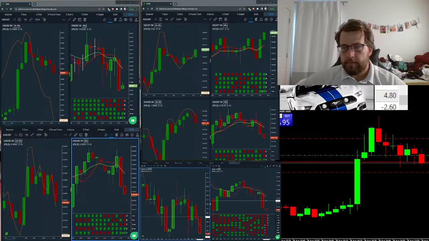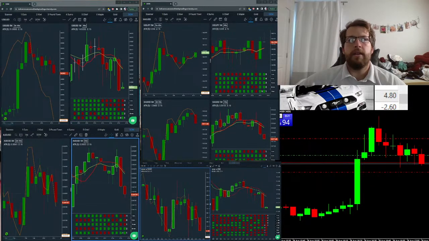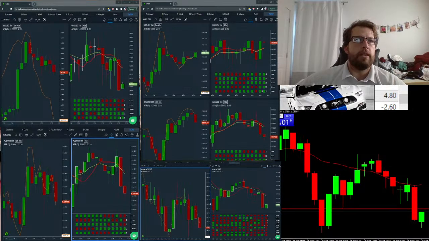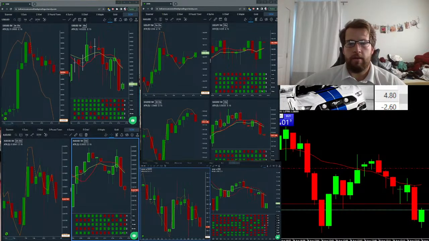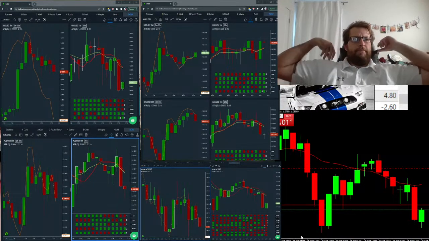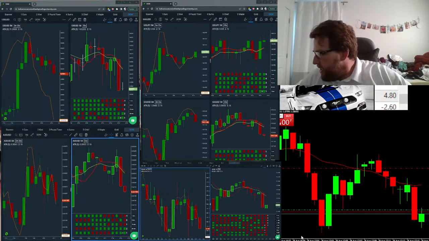Let's see. We actually could get it on the euro as well. Let's see. Yeah, I'll hop in on the euro. Also short. And we're just taking trades right and left here.